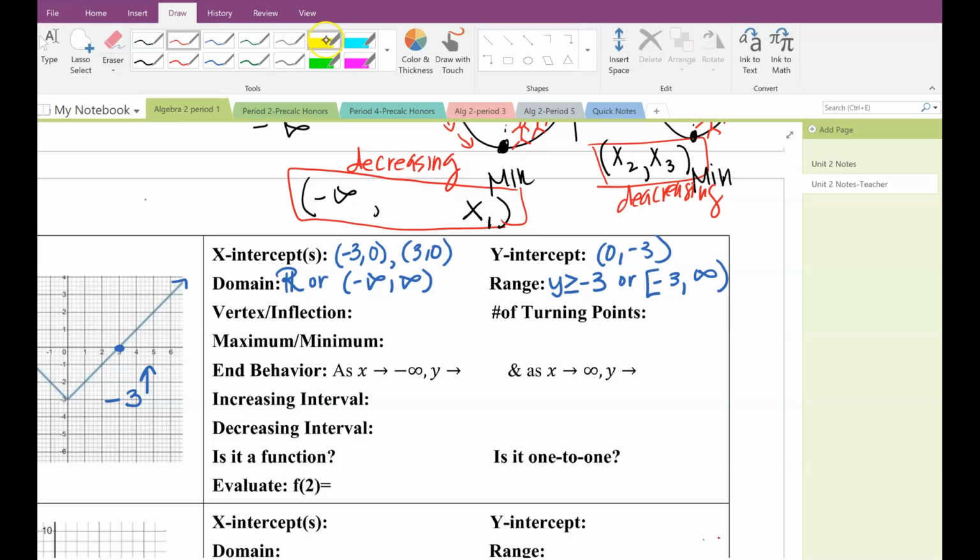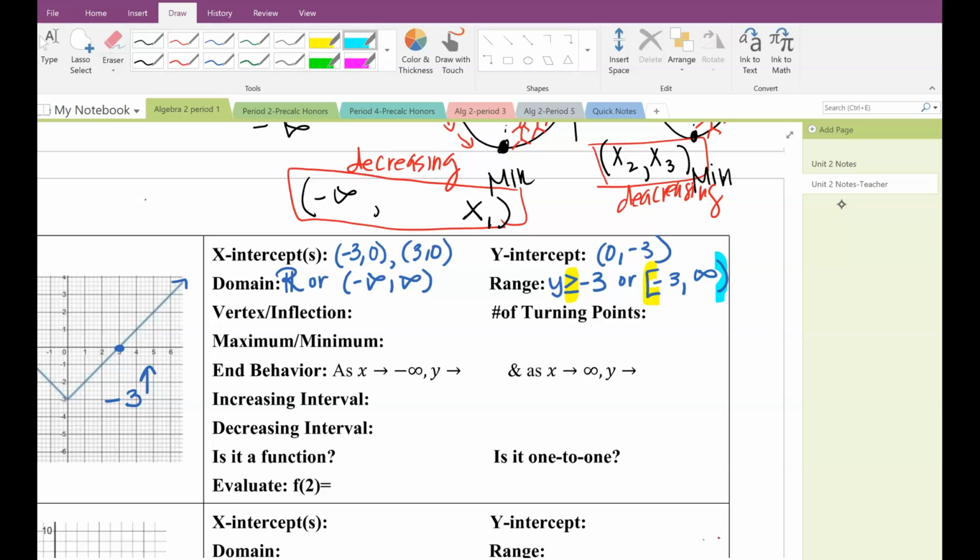Now the bracket means it's inclusive. That means it can be negative 3, versus the parentheses. The parentheses mean it cannot include it. It's non-inclusive, meaning that it won't be. So if you have (negative 3, infinity), that would mean the graph does not touch negative 3, which is false in this case. In this case, the graph does touch negative 3 on the y value. So the bracket means inclusive, and the parentheses mean non-inclusive when we're using interval notation.